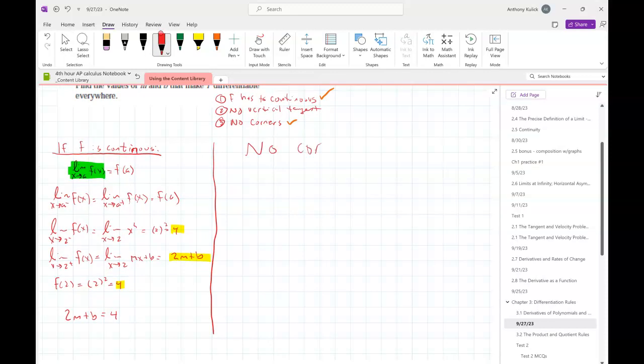No corners. How do I show that without graphing? Because I need to solve this algebraically for m and b, right? So graphing's not going to help me there. Just find the equation of the tangent when x equals 2.